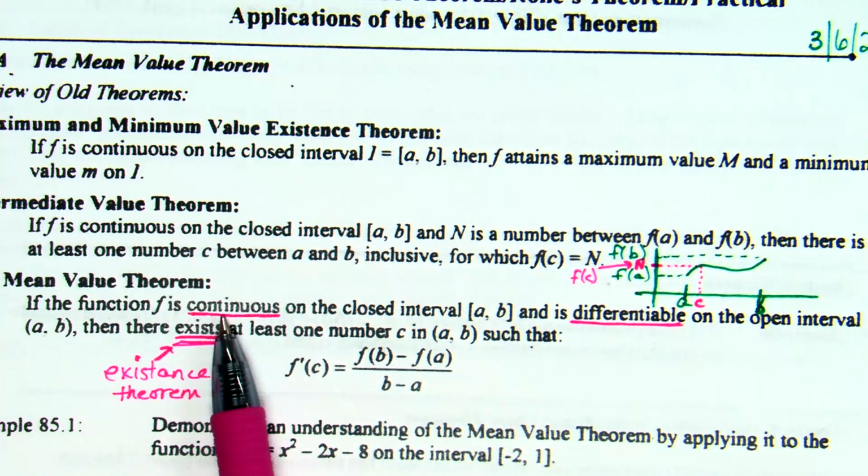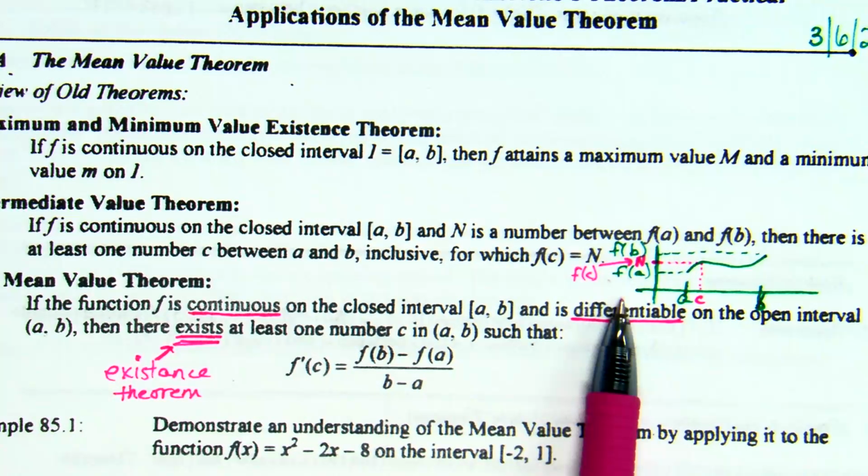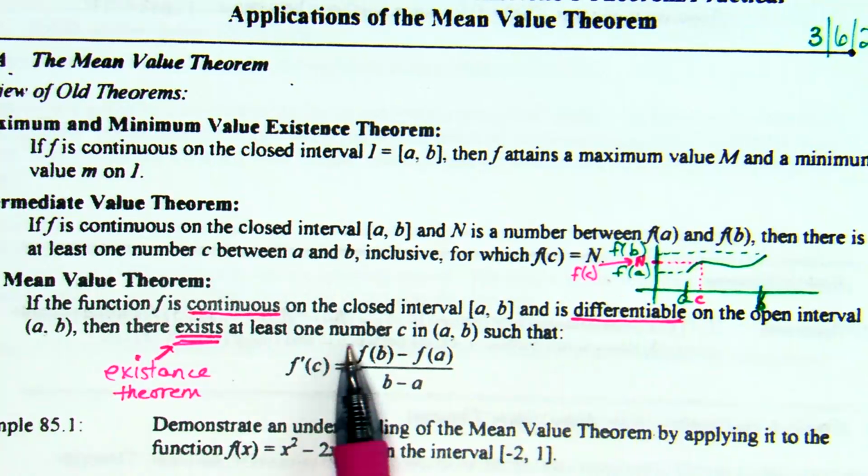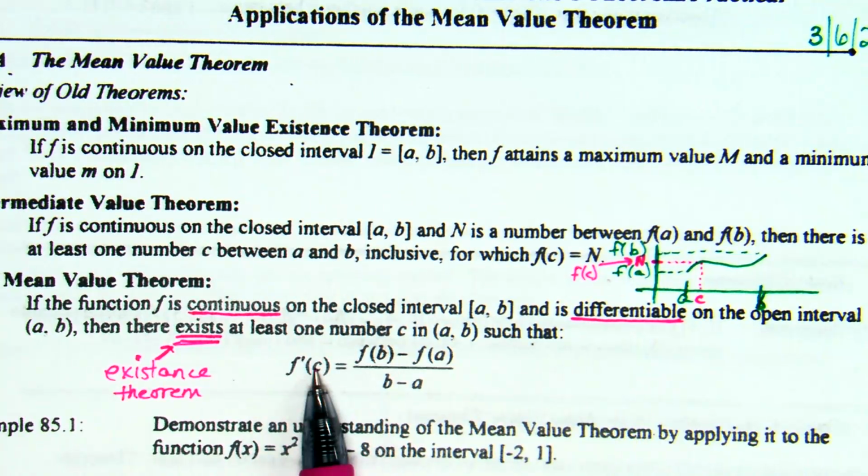So in order for it to be true, the function has to be continuous, has to be differentiable, and if that's the case, there'll be a number where the derivative at that number is equal to f of b minus f of a over b minus a. I tend to think of this as slope. Now, the best thing I can suggest is let's look at some examples to make it make sense. Is that okay?